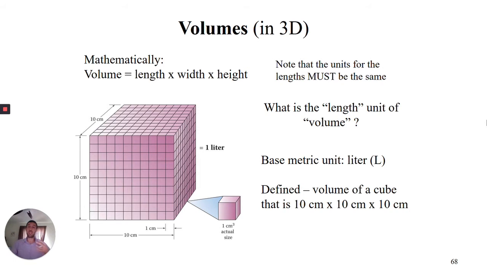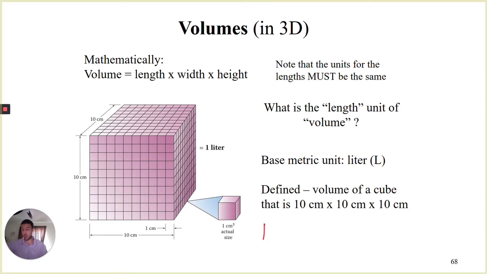The volumes that we use in the metric system, liters as a core unit, is really just a composition of the volume of a cube defined by length. 10 centimeters by 10 centimeters by 10 centimeters is defined as 1 liter. If we do the math, that's 10 times 10 times 10, which is 1,000 centimeters cubed equal to 1 liter. I kind of want to write that down. Centimeters cubed is equal to 1 liter.